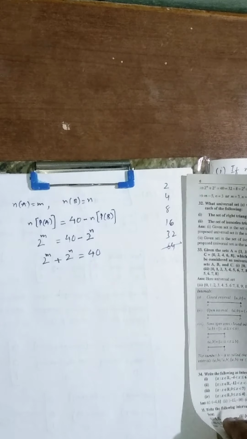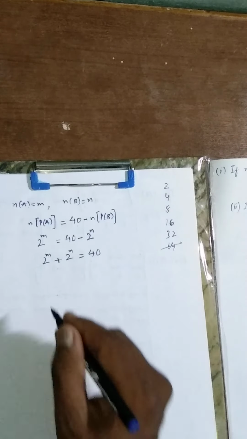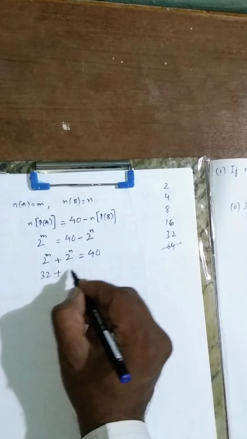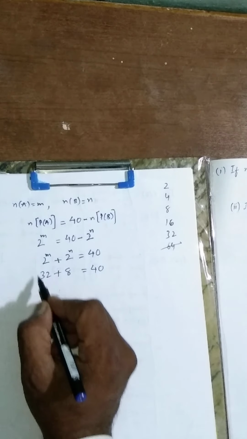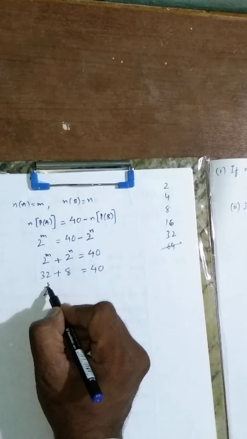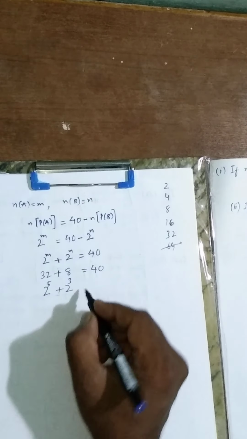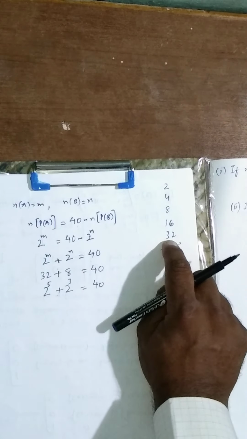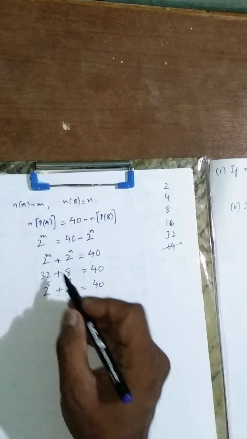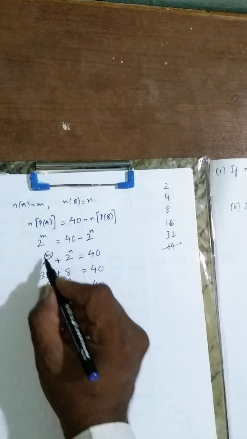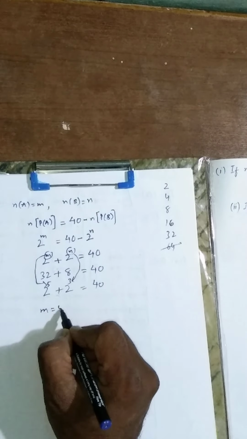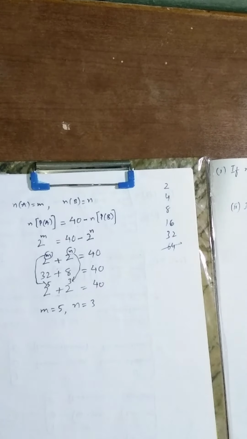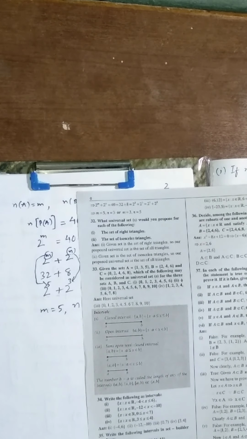So here 32 plus 8 gives us 40. Now compare this. 32 can be written as 2 to the power of 5 plus this can be written as 2 cube. So we have here 40, right? 2 to the power of 5 is 32. 2 cube is 8. Now clearly here m is coming 5 and n is coming 3, therefore m is equal to 5 and n is equal to 3. So we got the answer, and the answer is 5 and 3, right?